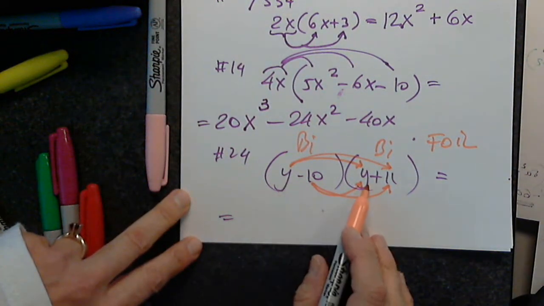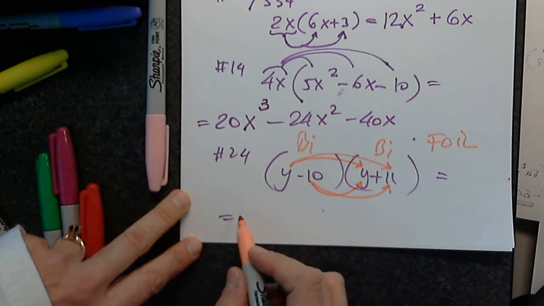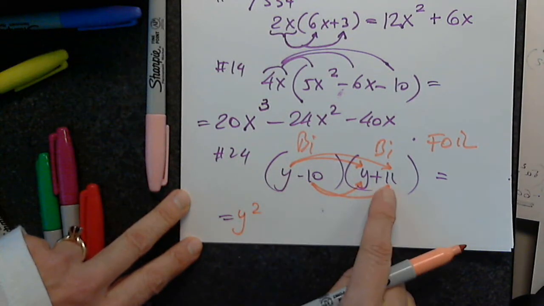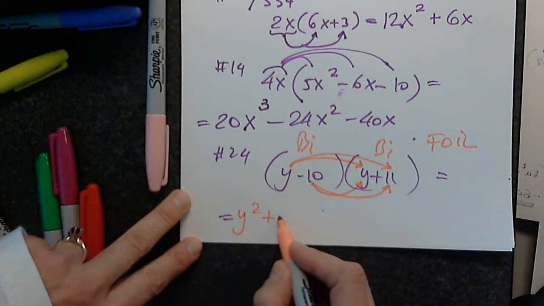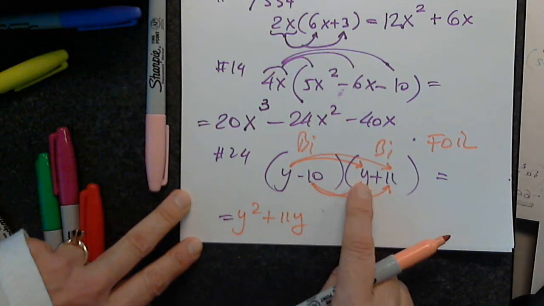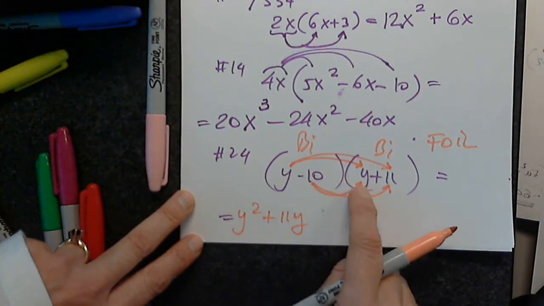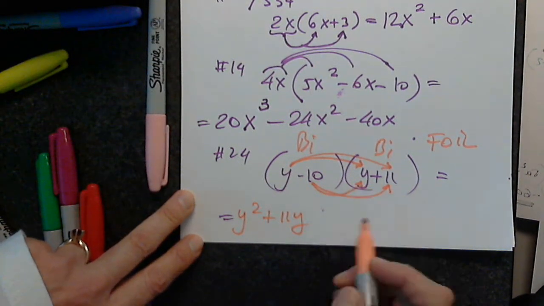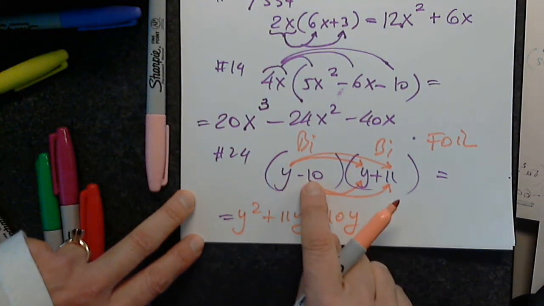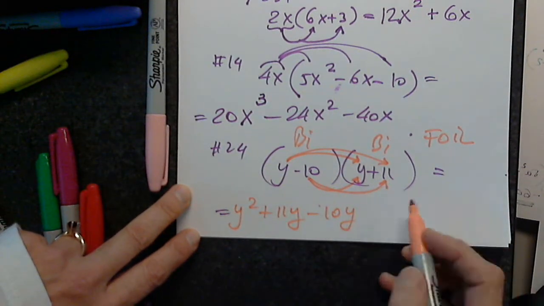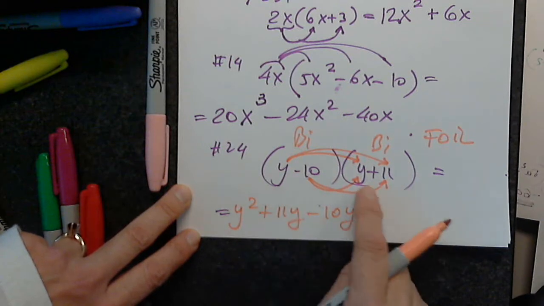So how much is y times y? Y squared. Yes. How much is y times 11? 11y. How much is negative 10 times y? Sorry, that's what I meant. Negative 10y. Thank you. Sorry about that. And negative 10 times 11. I showed this, but I said that.